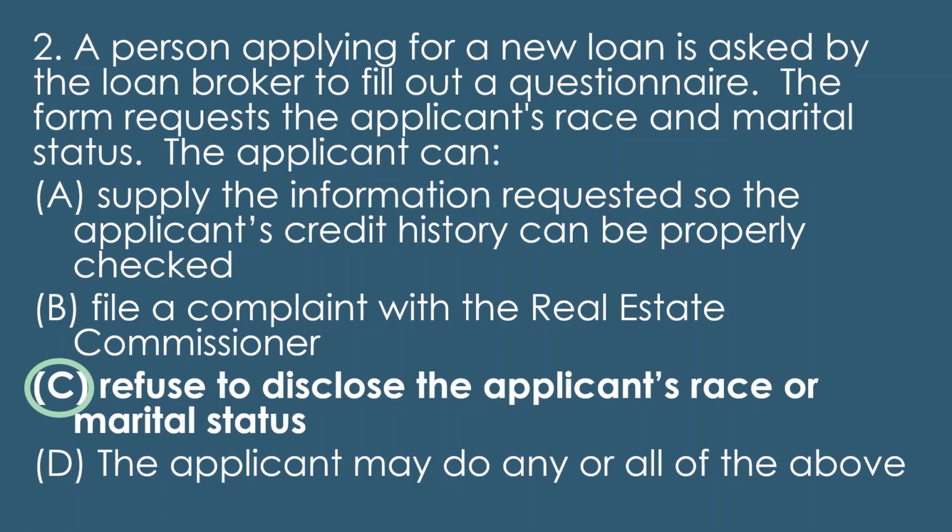And then filing a complaint with the real estate commissioner. The commissioner in California deals with issuing and revoking real estate licenses. They do not deal with fair housing. That's on a federal level, and you would want to talk with HUD. But you do have the ability as an applicant to refuse to disclose and leave those items blank, your race or marital status, or both, for instance. So the correct answer would be C.